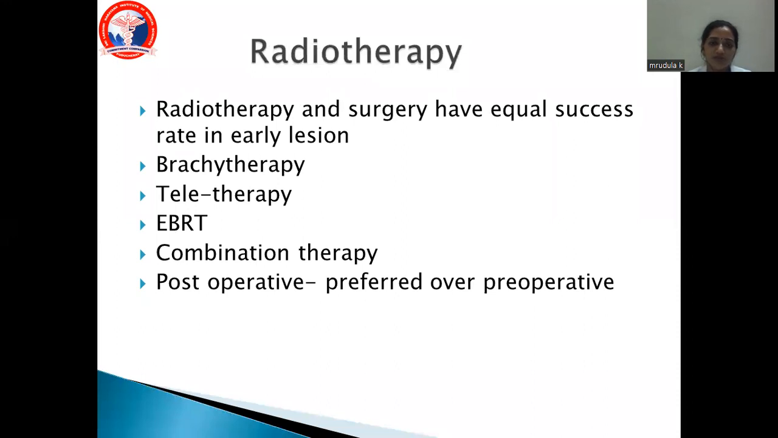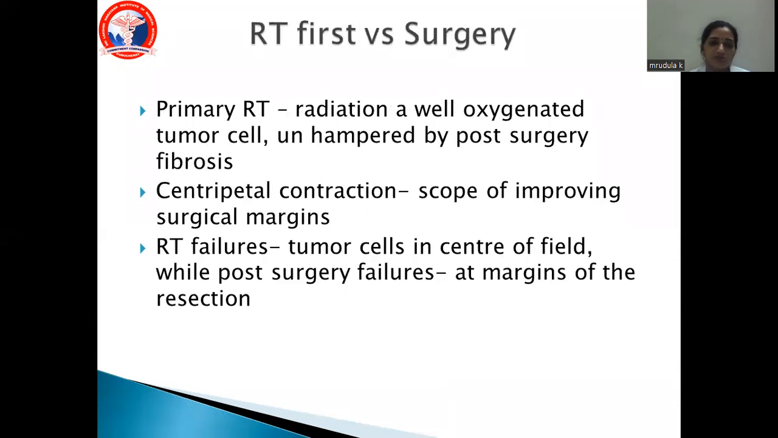Radiotherapy can be given in early stages. It has equal efficacy as surgery when given in early stages. It is either brachytherapy, teleradiotherapy, external beam radiotherapy, or combined therapy. Postoperative radiotherapy is preferred over preoperative radiotherapy. So in primary radiotherapy, radiation is given as a primary treatment.